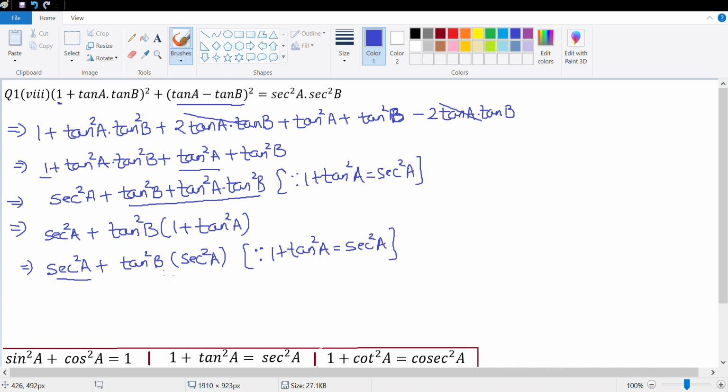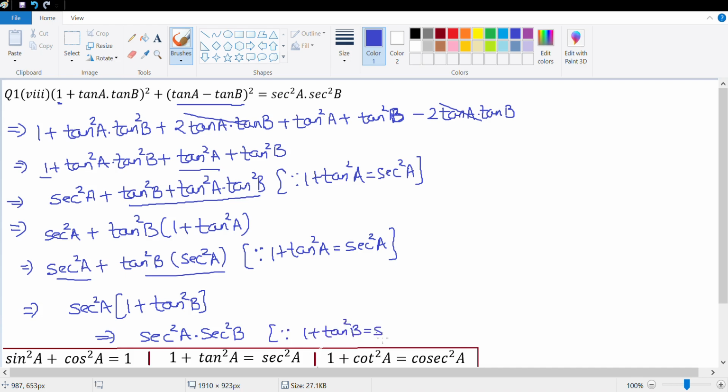Next, anything common between these two terms? Yes, sec square A is common. So let me just take sec square A common. What I am left with now is 1 plus tan square B. And 1 plus tan square B is nothing but sec square B. The reason being, since 1 plus tan square B is equal to sec square B. This is what I wanted in the right hand side, sec square A plus sec square B. So this is equal to right hand side, hence true.